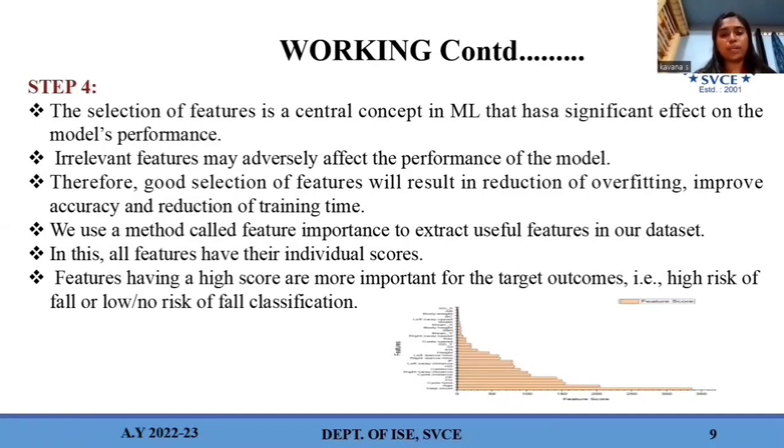We use a method called feature importance to extract useful features in our data set. In this, all features have their individual scores. Features having a high score are more important for the target outcomes, that is, the classification of high risk of fall or low or no risk of fall. So the ML techniques we have used are decision tree, k-nearest neighbor, logistic regression, random forest, and SVM, that is support vector machine. In total, we have used six well-known machine learning models.